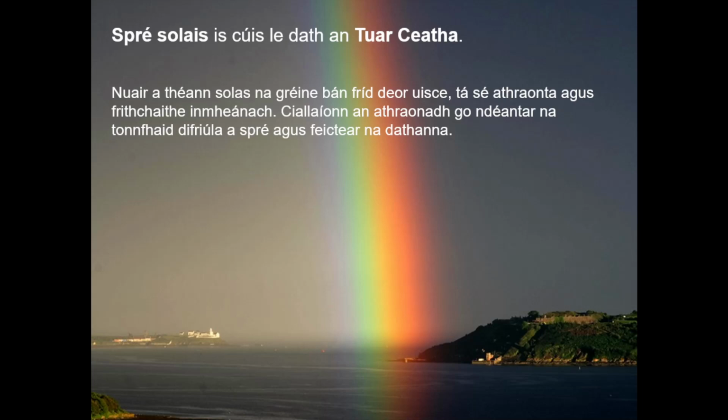Now, when you get a rainbow, the sun has to be at your back. If it is not, you will not see a rainbow. The droplet of water acts as a prism and it disperses the light, and then it creates the perfect arc.